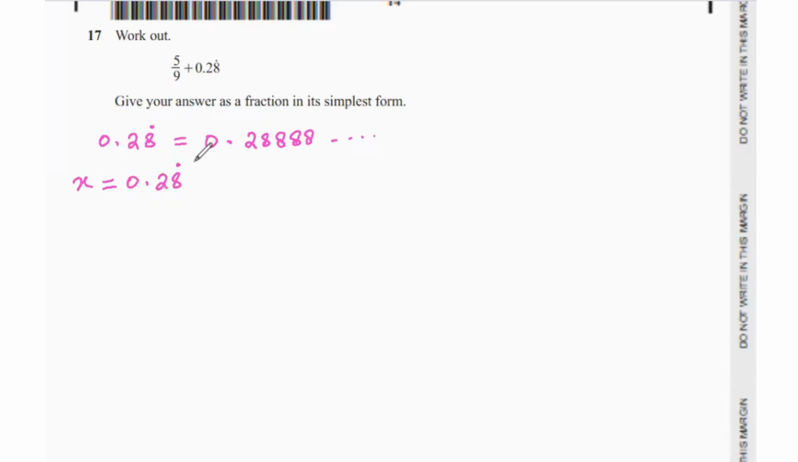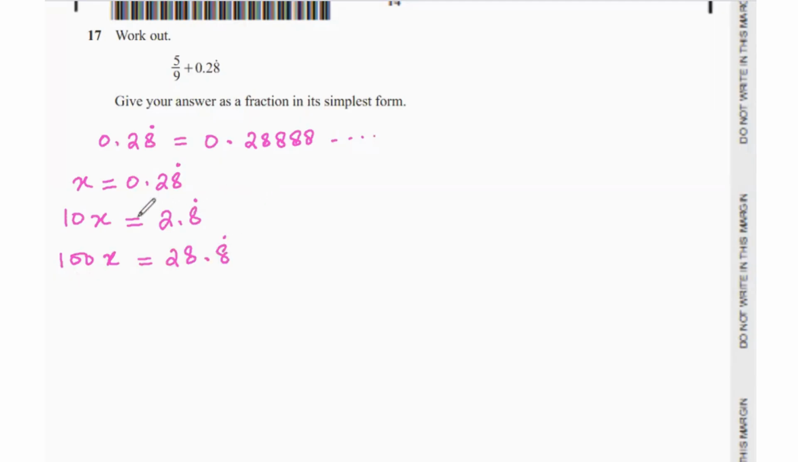That is the first step. The next step is that since we're trying to convert this into a fraction, we need to get rid of the decimal. So I first multiply x by 10. So 10x is going to give me 2.8 recurring. Since the goal is to get rid of the decimal, we need to get rid of the numbers after the decimal as well. So if we multiply x by 100 as well, 100x is going to be 28.8 recurring now.